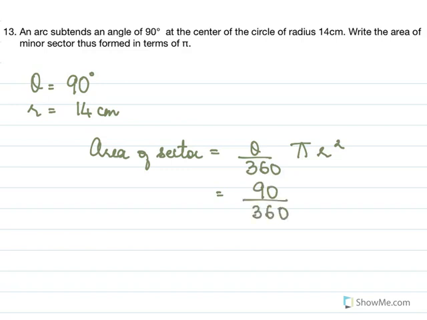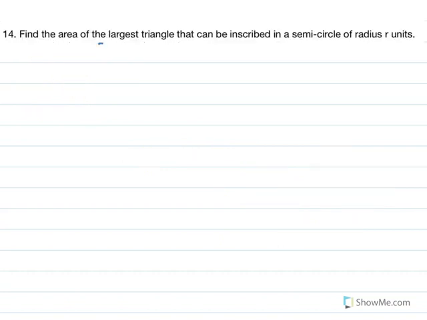Theta we know is 90. This is 360. We write pi because we have to do it in terms of pi, so we must not substitute for pi. And the r is 14, so 14 into 14. And when you work this up, you get the answer 49 pi centimeter square.